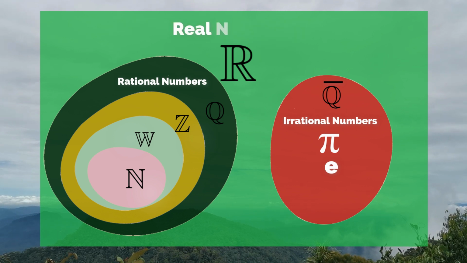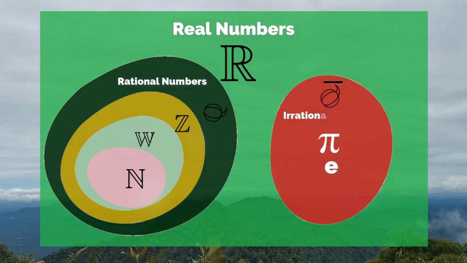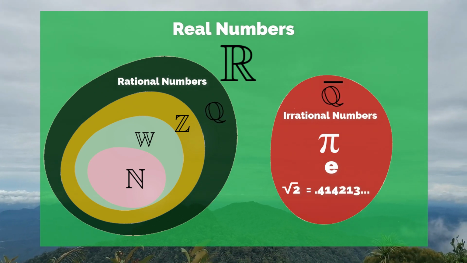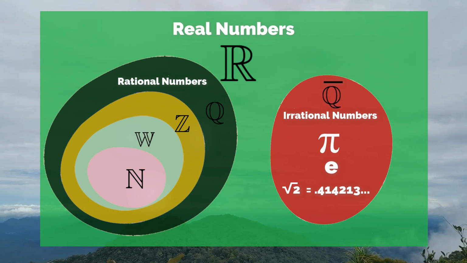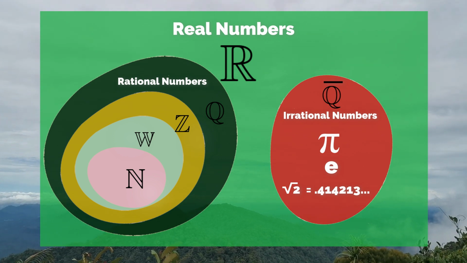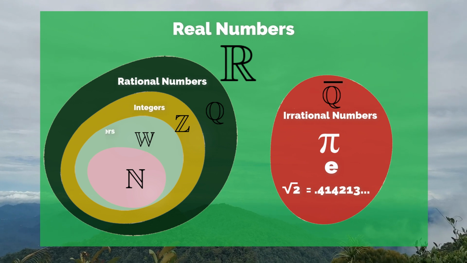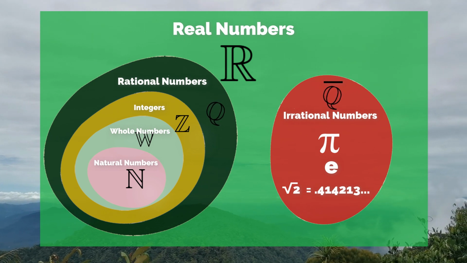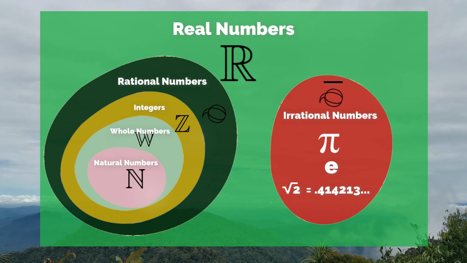Inside real numbers, there are rational numbers and irrational numbers. Numbers with non-repeating decimals and non-terminating decimals belong to irrational numbers, and the other remaining numbers all belong to rational numbers. Inside rational numbers, there are integers, whole numbers, and natural numbers. Remember that natural numbers are the most basic type of number system.